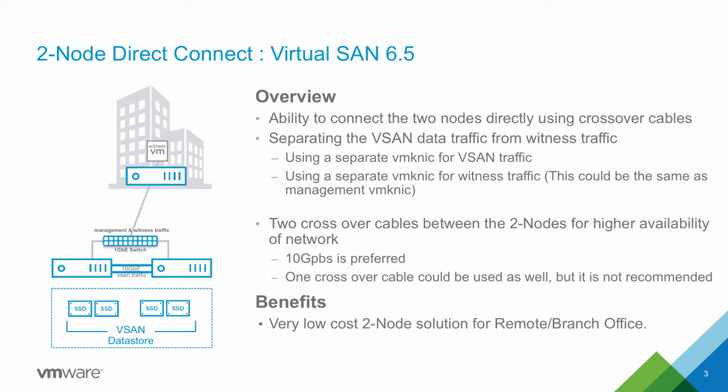By separating witness traffic from the vSAN traffic on a separate network, vSAN 6.5 provides additional flexibility at a lower cost because high-speed switching is no longer necessary for the vSAN data.